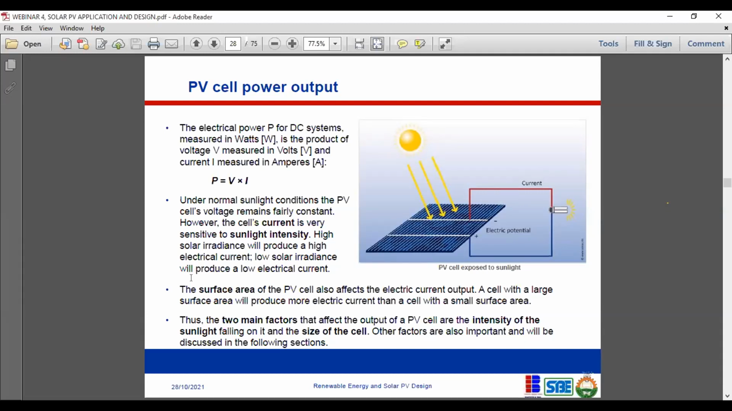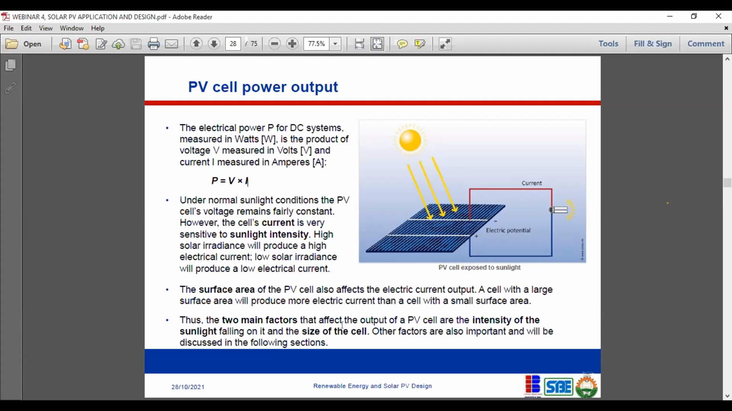If you have a lesser PV panel, you have a lesser surface area. So that is just the factor that is responsible for generating more electricity or less electricity. Thus, the two main factors that affect the output of a PV cell are the intensity of the sun falling on it. Remember when I told you that if the intensity of the sun increases, the current will increase and then your power will increase. So that is one factor that affects the output of a PV module.